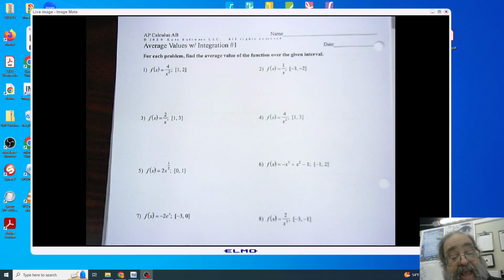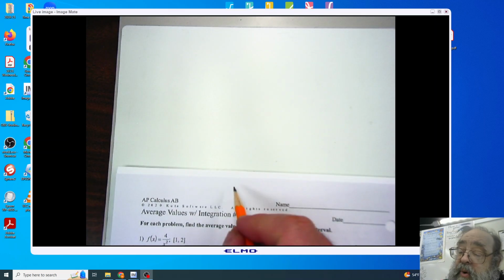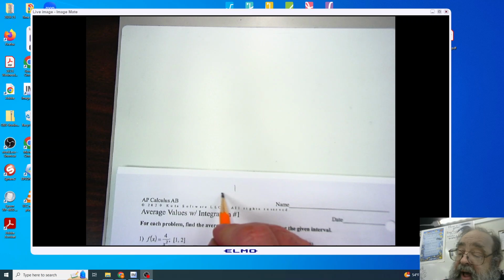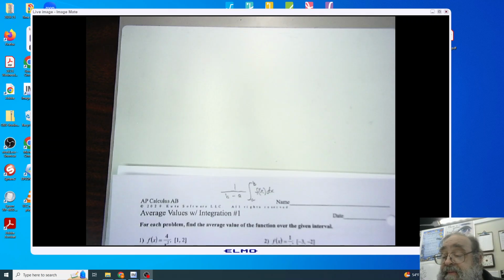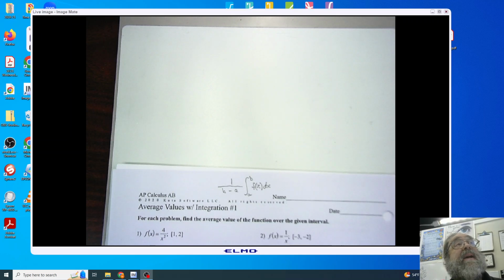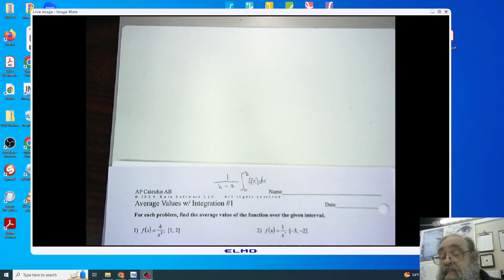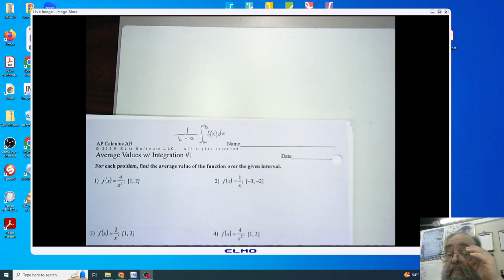Great. Okay, so what we're going to be doing is we're working with what is called the average value formula. This is 1 over b minus a times the integration from a to b of whatever function we are trying to find the average of. So if we want to find the average value of f of x, we're going to integrate f of x. We will then divide by the interval of time. So let's take a look at number 2, please.